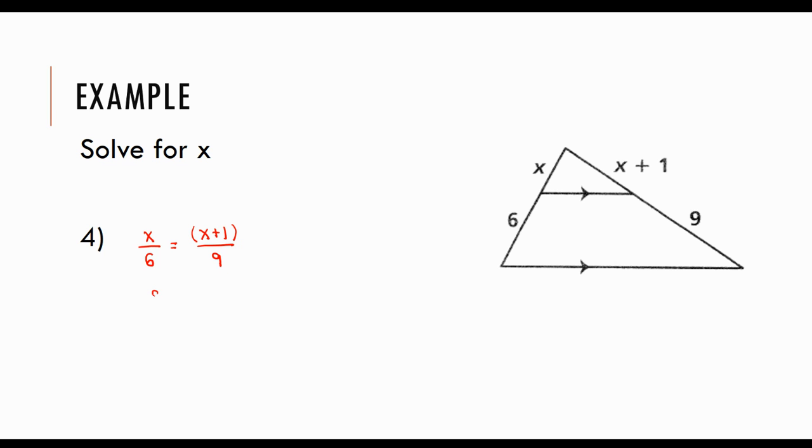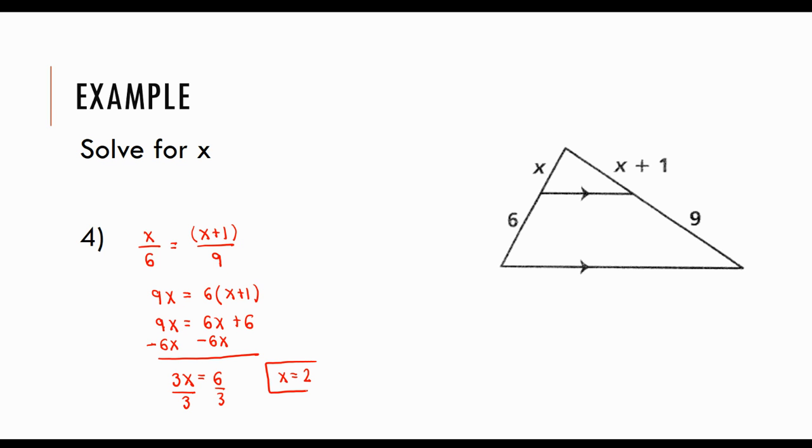So then when I cross multiply, we'll get 9 times x to equal 6 times that whole entire quantity, x plus 1. I'm going to distribute the 6 to get 6x plus 6. I'm going to subtract the 6x from both sides. That gets me 3x to equal 6. And then I'll just divide both sides by 3. They just wanted us to solve for x, so I got x to be 2. I'm done.